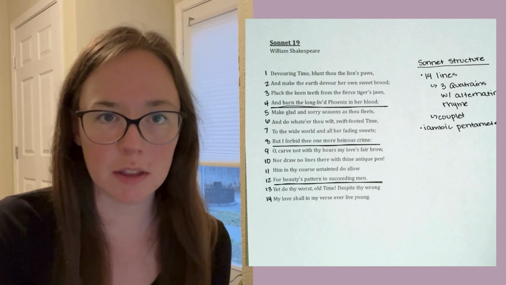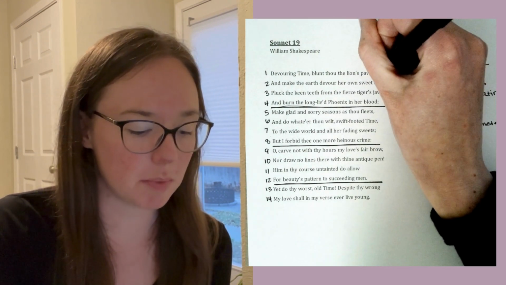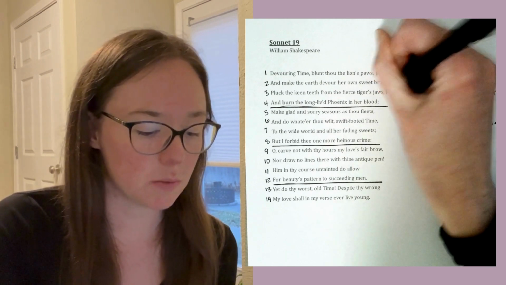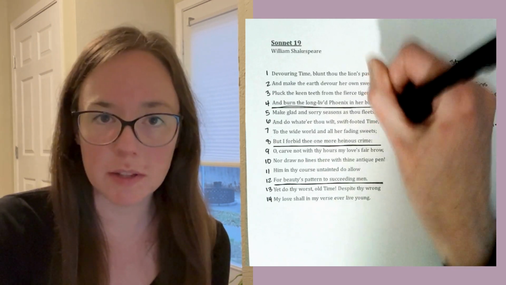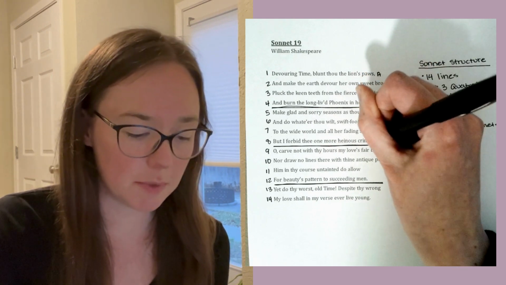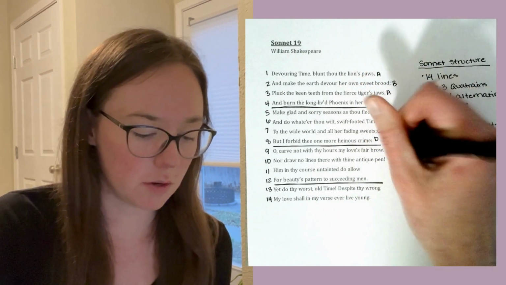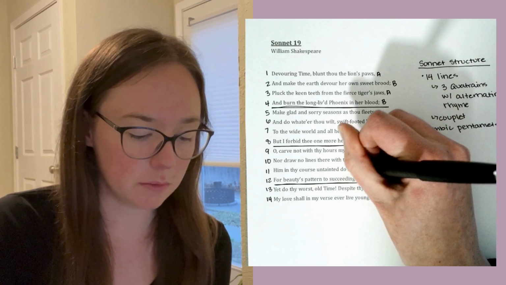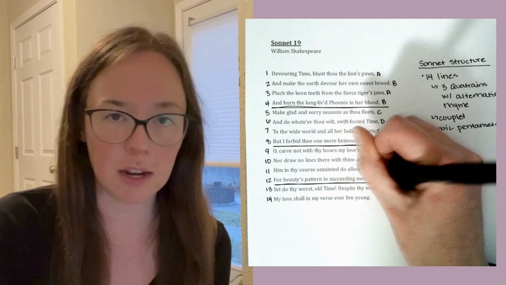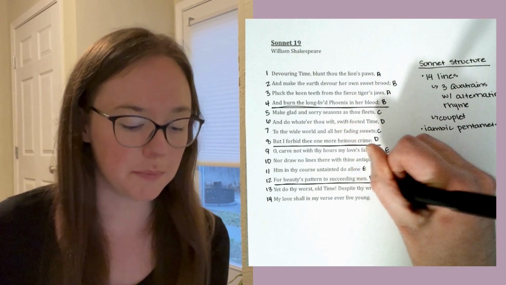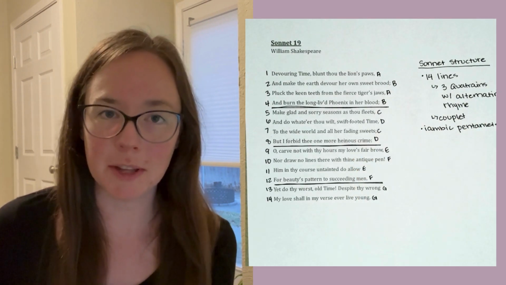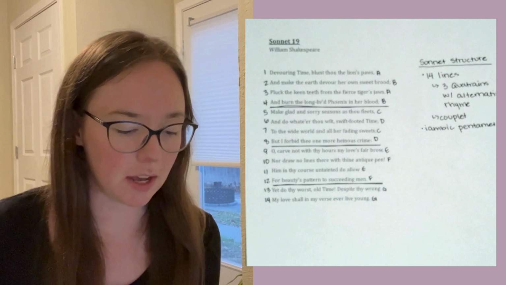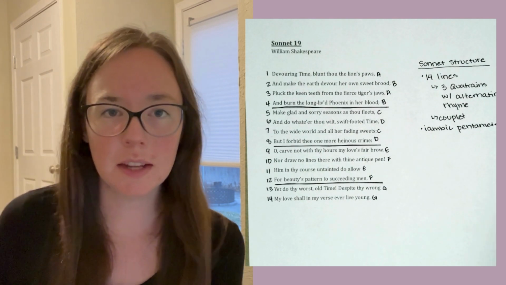If you take a look at the first quatrain, you're going to see that paws and jaws rhyme, as well as brood and blood. So we have an A, B, A, B. Fleets and sweets are C, time and crime are D, third quatrain is brow and allow, pen and men, and then it ends with G, G, wrong and young.